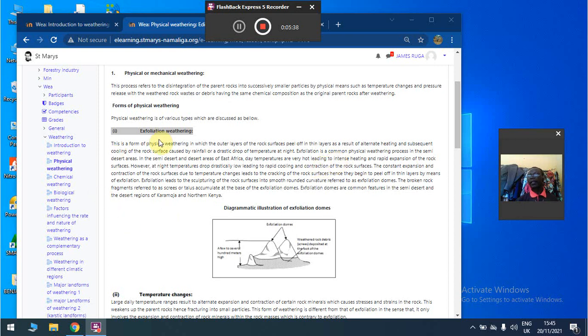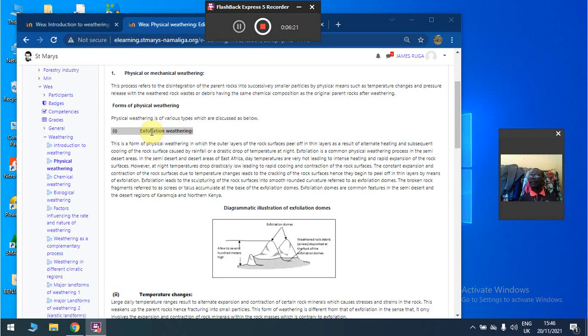How does exfoliation weathering occur? During the daytime in semi-desert areas, temperatures are extremely hot, and this brings about intensive heating of the rock surfaces, and therefore rapid expansion of the rock surfaces. Then at night the reverse happens: temperatures are very cold, and these cold temperatures bring about rapid cooling of the rock surfaces, and therefore rapid contraction of the rock surfaces.